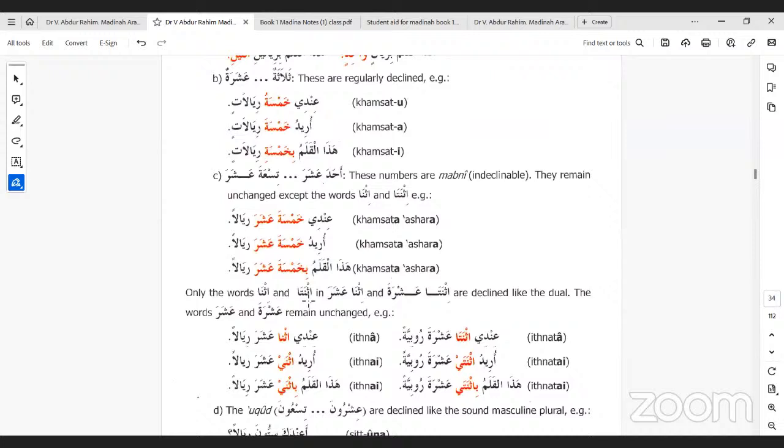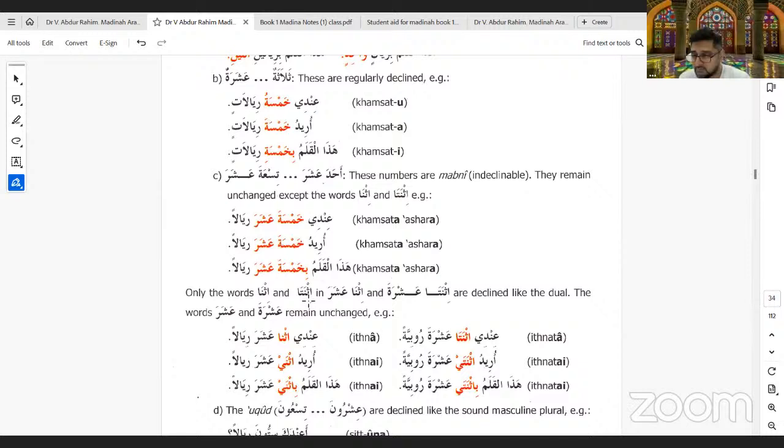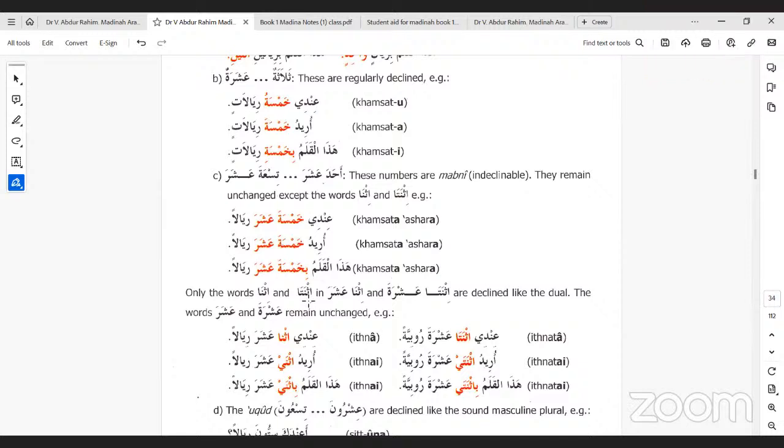Ahada ashara to tis'ata ashara. These numbers are mabni, indeclinable. These remain unchanged except the words isnata and isna. Indi khamsata ashara riyalan, uridu khamsata ashara riyalan, and hazal qalamu bi khamsata ashara riyalan. These are indeclinable. But only the words isnata and isna in isna ashara and isnata asharata are declined like the dual. The words ashara and asharata remain unchanged.